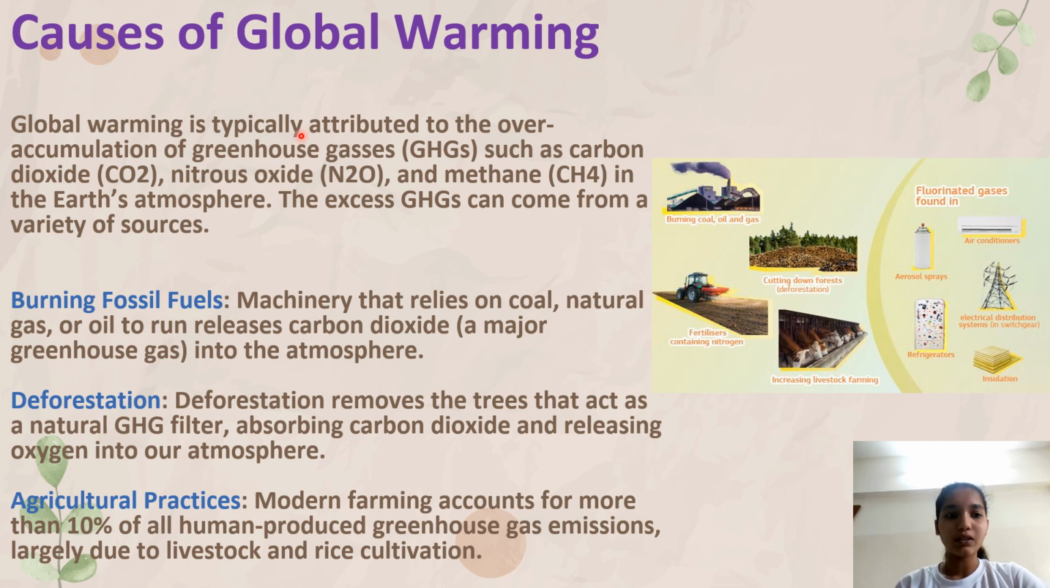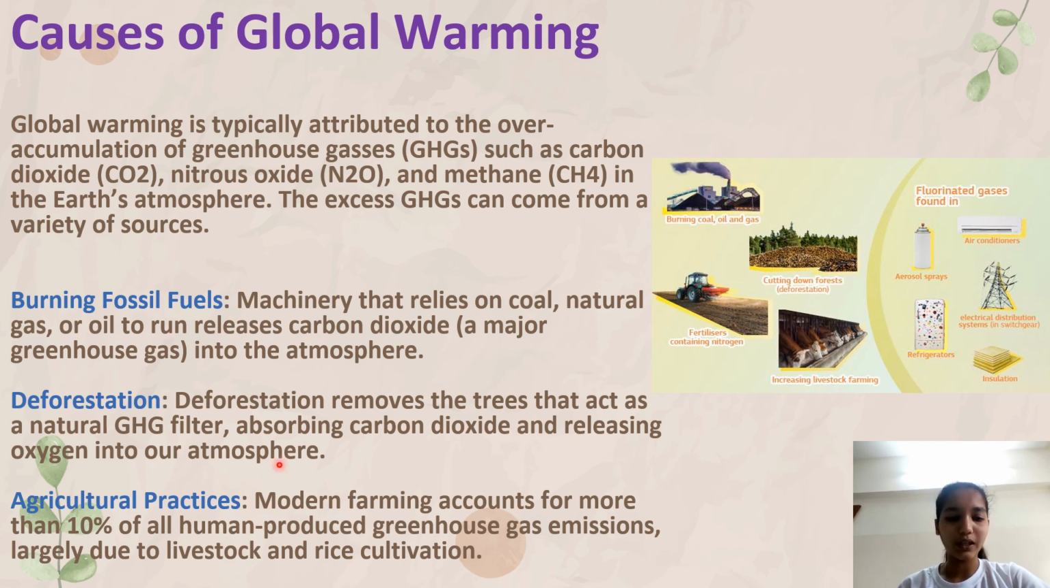Causes of global warming. Global warming is typically attributed to the over accumulation of greenhouse gases such as carbon dioxide, nitrous oxide, and methane in Earth's atmosphere. The excess of greenhouse gases can come from a variety of sources. Burning of fossil fuels: machinery that relies on coal, natural gas, or oil to run releases carbon dioxide, a major greenhouse gas, into the atmosphere. Deforestation. Deforestation removes the trees that act as a natural greenhouse gas filter, absorbing the carbon dioxide and releasing oxygen into our atmosphere.